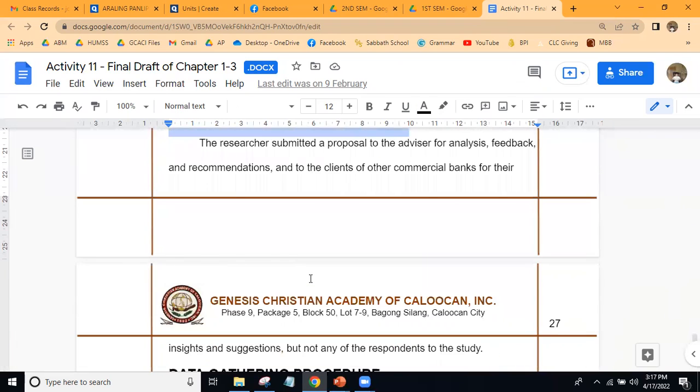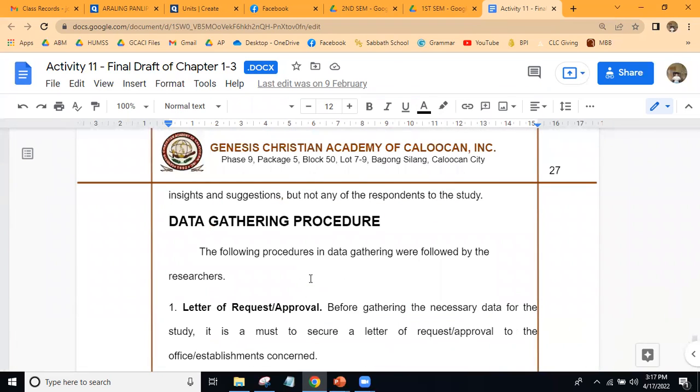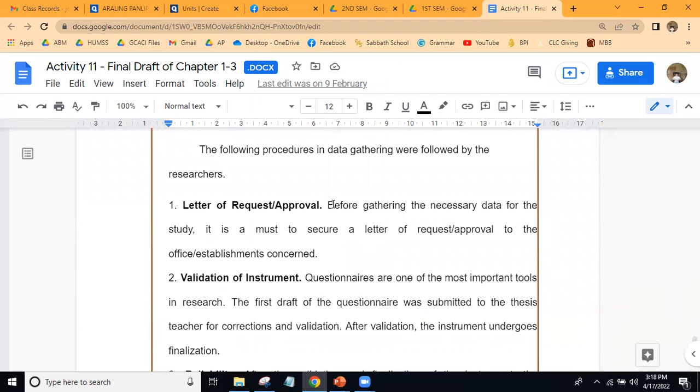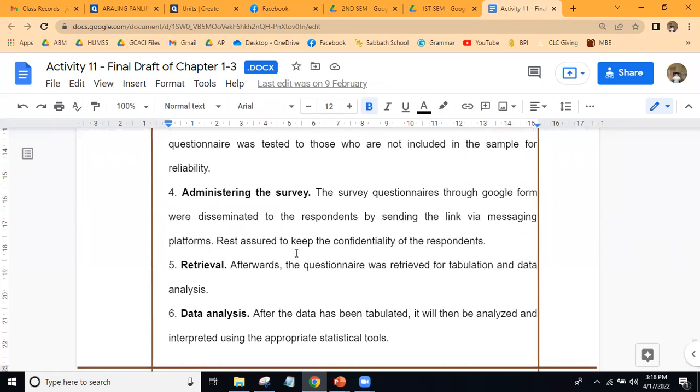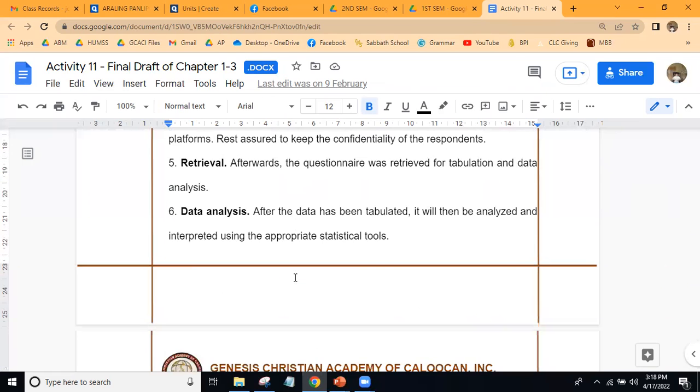Alright? So, ayan. So, data gathering procedure. Hindi pa kayo nagsisurvey, pero sa chapter 3, you need to narrate as well yung inyong data gathering procedure. So, first thing, letter of request or approval, no? So, chapter 4, gagawa kayo niyan, letter of request, kasi hindi pa pwede na basta na lang kayo magsisurvey without letter of request, no? We need to approve that as well. So validation of instrument, those are the questionnaire, reliability, administering the survey, retrieval, data analysis.